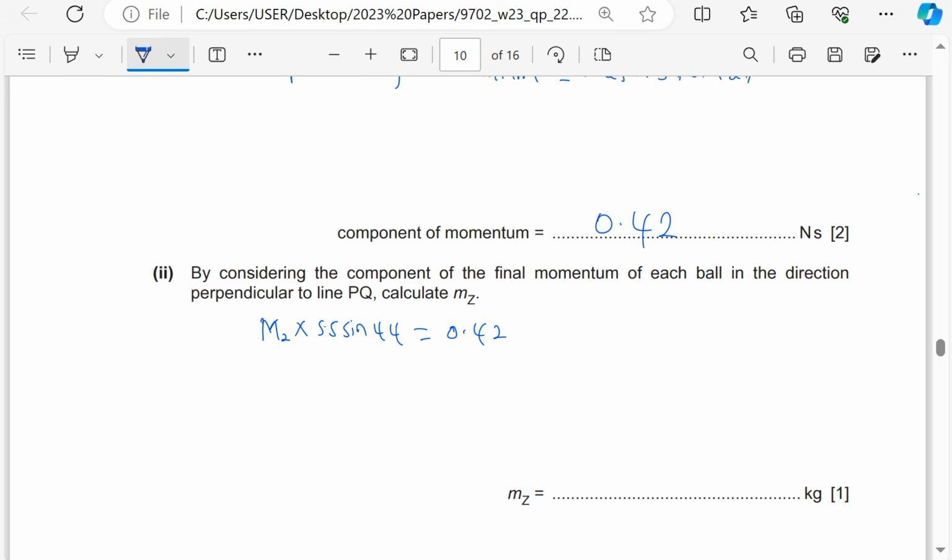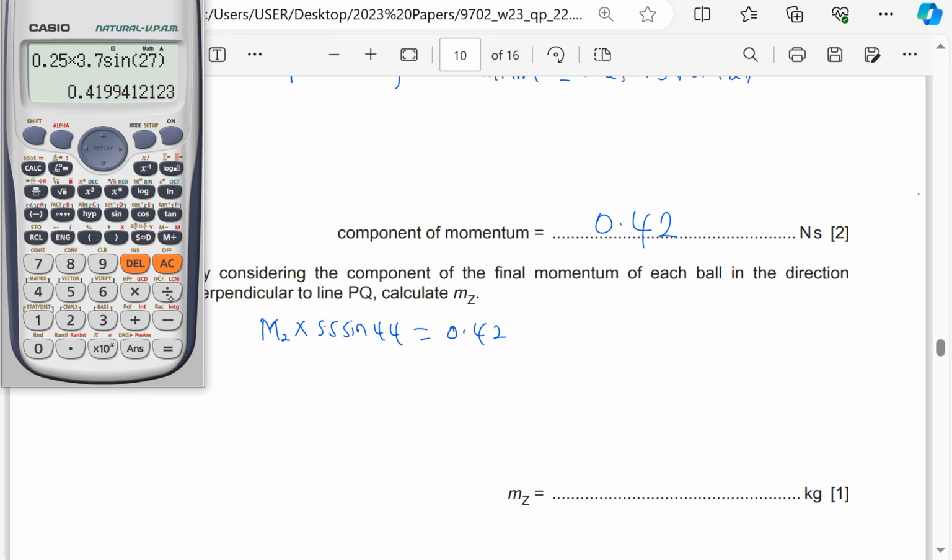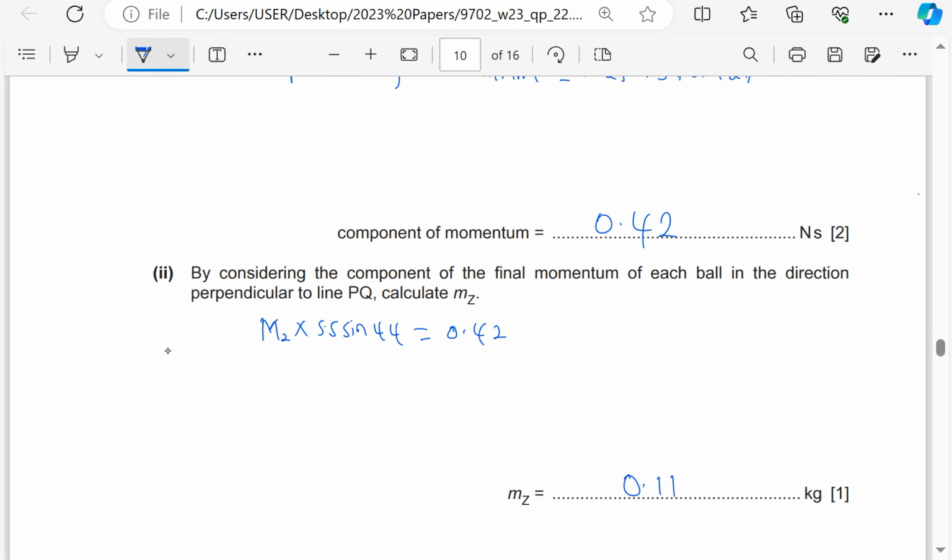So if I press my calculator, I'll just divide this by 5.5 sine of 44. And this is giving 0.1099, which is 0.11. So mz is going to be 0.11.